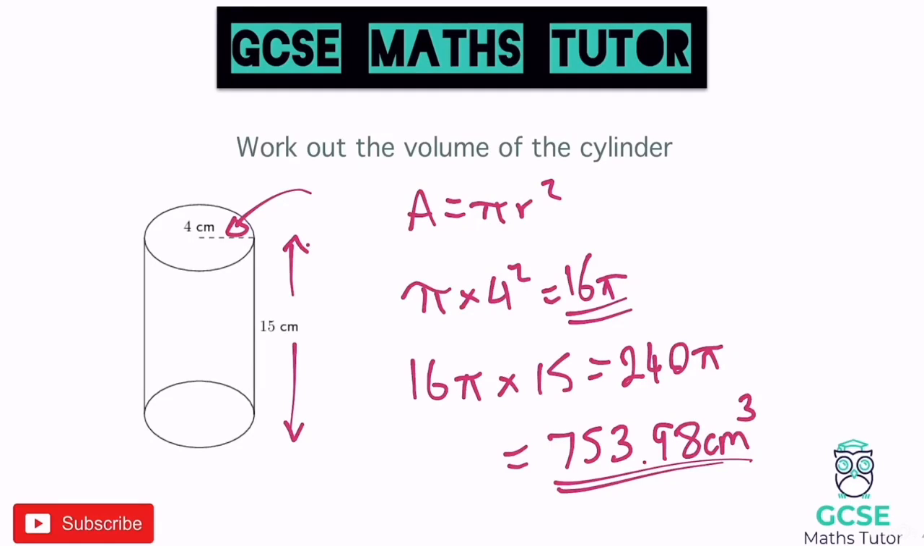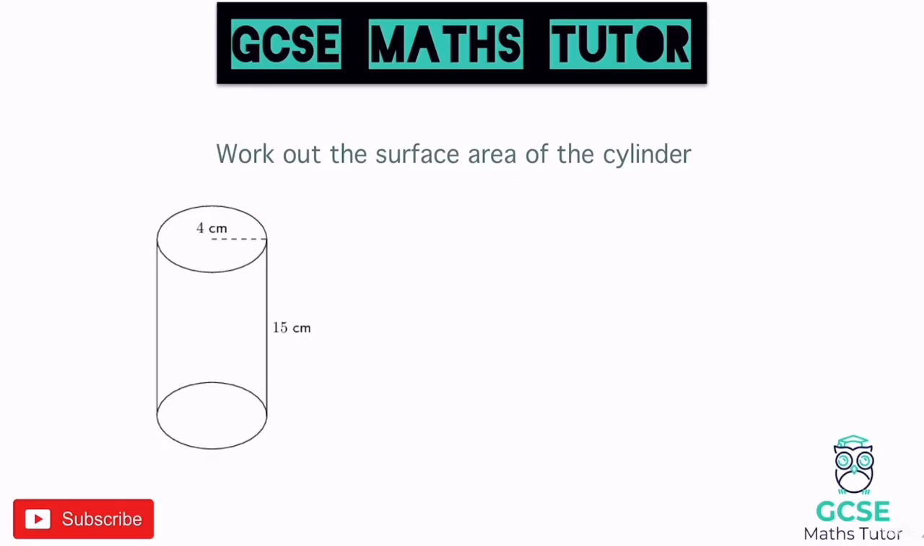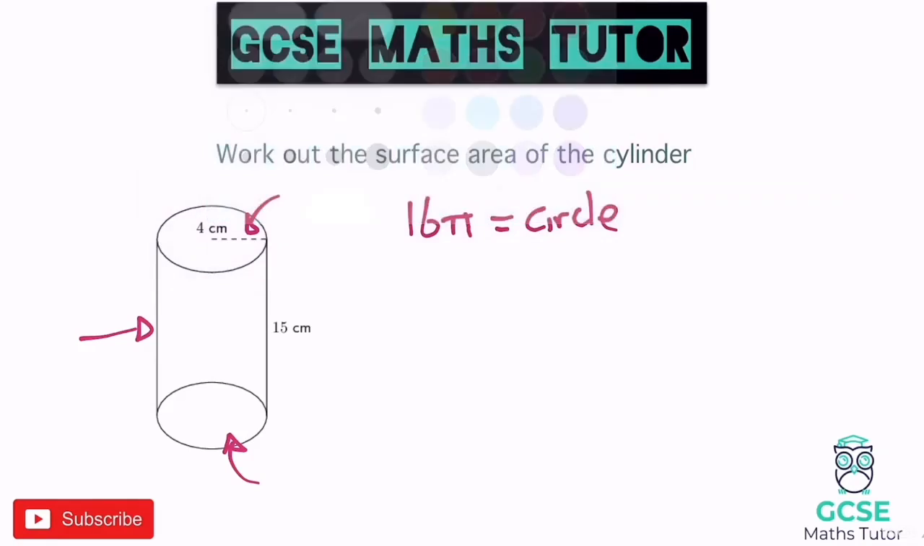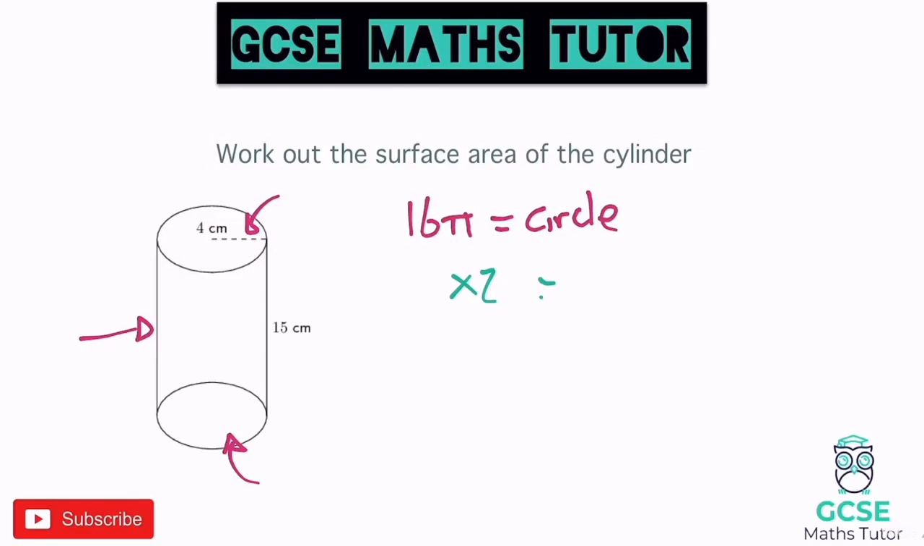So surface area of a cylinder is a little bit more complicated because we've got these 2 circles to work out, and then we've got this shape wrapped around the outside of the cylinder. So the area of the circle we've actually already worked out. Pi times r squared is 16 pi, and that equals the circle. Okay, and not forgetting we've got 2 of those, so let's times that by 2, which gives us 32 pi for the area of my 2 circles.